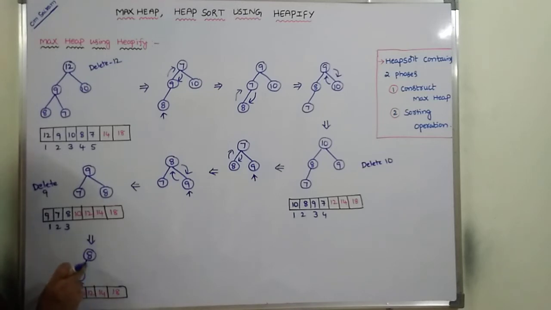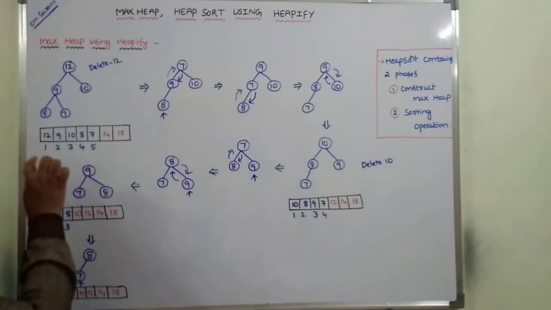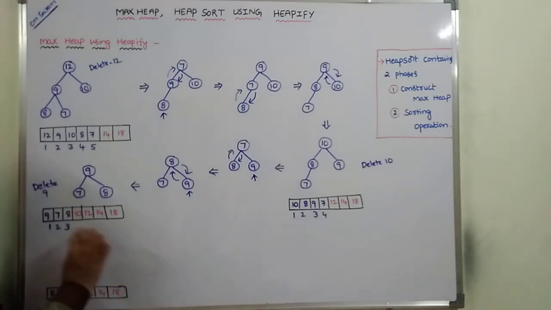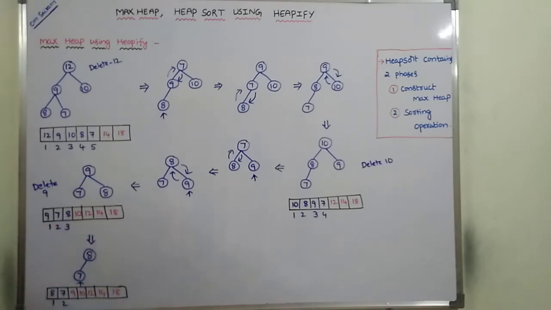Okay. Now next go for 8. 8 has only one left child. It does not have any right child. So 8 is greater than 7. Yes, it satisfies the maximum heap property. So after deleting 9, this is the maximum heap we are getting, and it also satisfies the maximum heap property by applying the Heapify property.